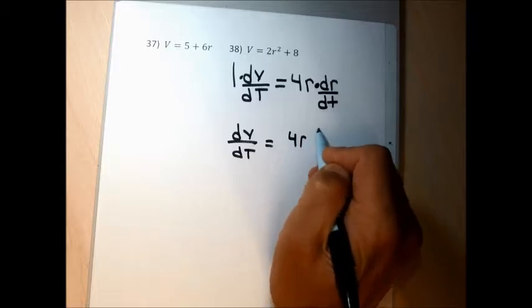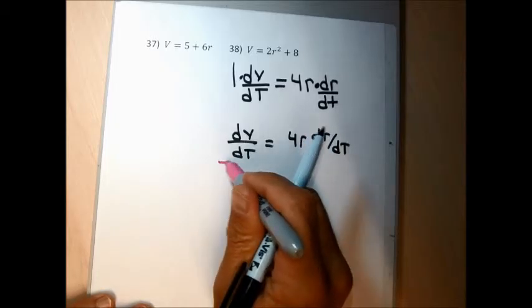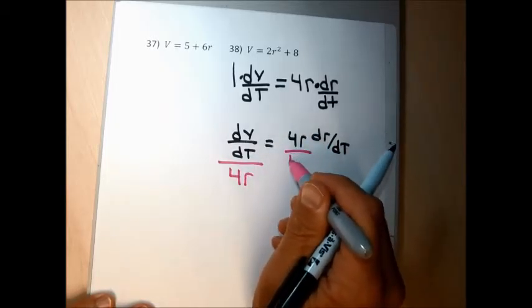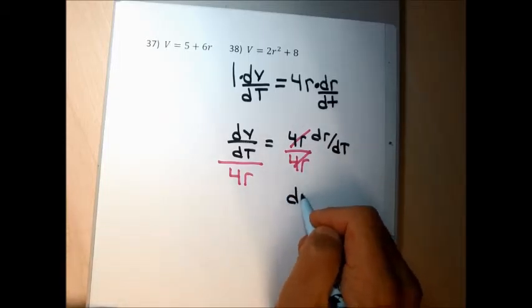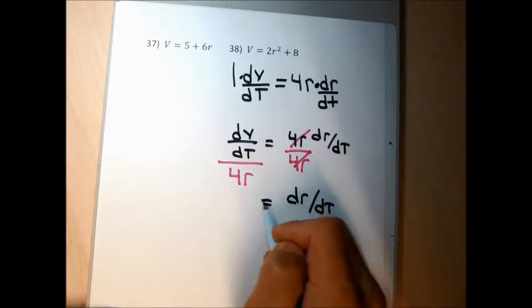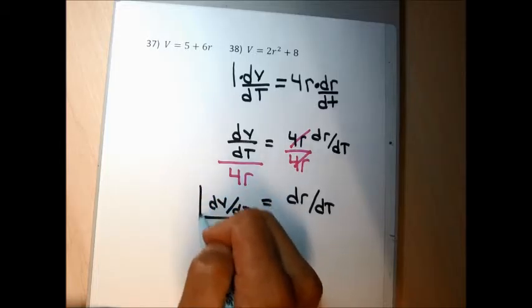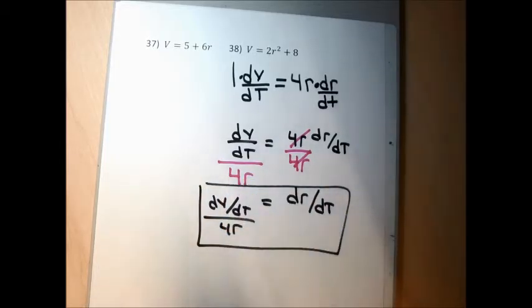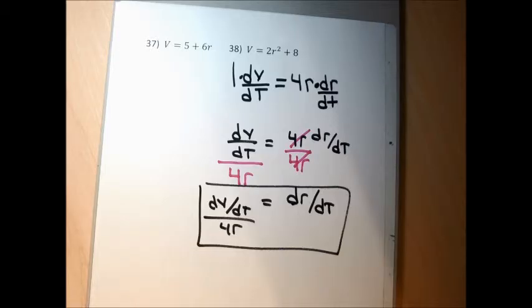equals 4r dr/dt. The instructions said solve for dr/dt, so I'm going to solve for dr/dt by dividing both sides by 4r. On the right side, the 4r's are going to cancel, and I'm going to get the dr/dt solved for. On the left side, I have dv/dt over 4r. And that's the answer to problem 38, because all my instructions were to find dr/dt, and so I found it, and it's not a very nice answer, but it's the answer that I need to have. This kind of finding the dt's, they come up in the next section, so I thought we'd just be exposed to them now.